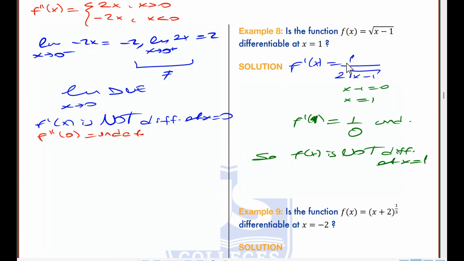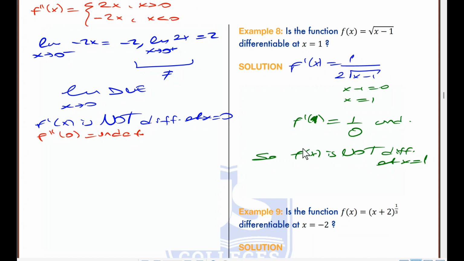So we took the derivative and checked if it is defined. What makes the denominator 0 makes the function undefined. So 1 makes the denominator 0, which makes the derivative undefined. If the derivative is undefined, it's not differentiable. That's the idea.